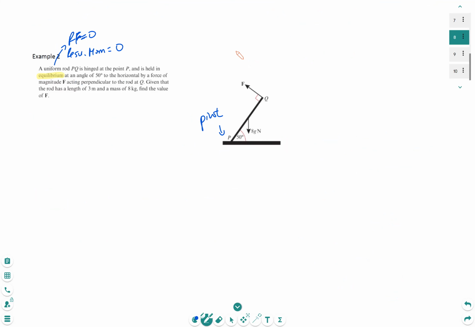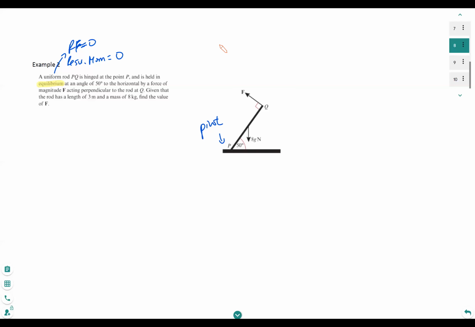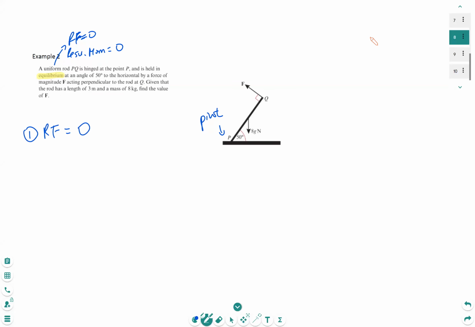Right. At an angle of 50 degrees to the horizontal by a force of magnitude F acting perpendicular to the rod at Q. Given that the rod has a length of 3 meters and a mass of 8 kilograms, find the value of F. Now, step 1 about resultant force equals 0. We'll skip this step because the rod is not horizontal.